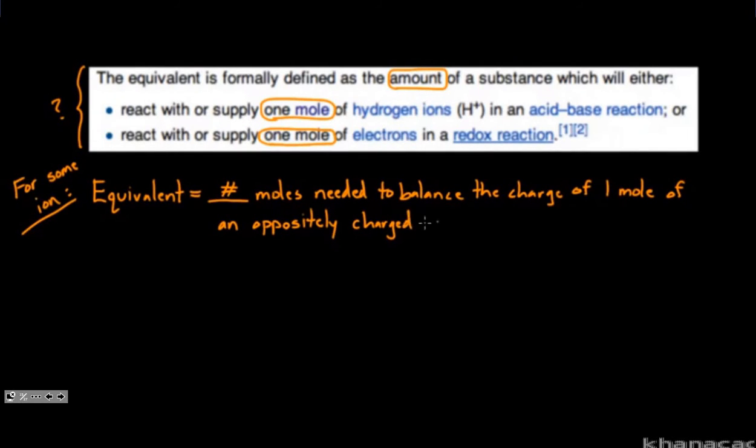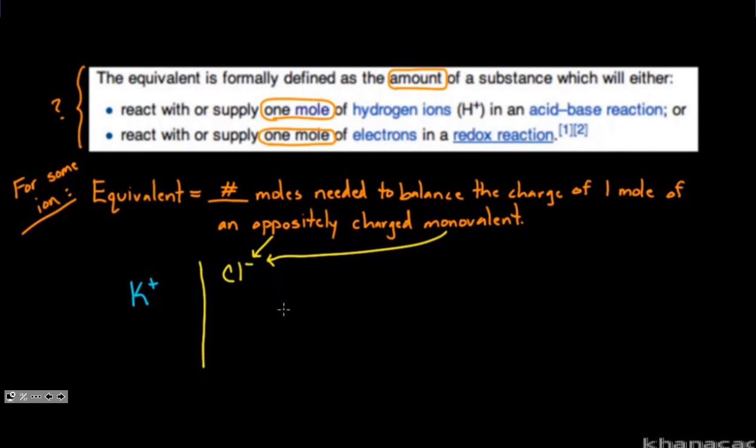Okay, so let's jump into an example, because I think that will clear up any confusion that you may have to this point. So let's say we're talking about, for some ion, let's say we pick potassium. Okay, here's our potassium, and I've got to balance out 1 mole of an oppositely charged monovalent. So this is my little line demarking the other side. On the other side, let's say we have chloride, and chloride is oppositely charged. It's negative, right? And it's a monovalent. It's not -2 or -3. It's just -1, right?